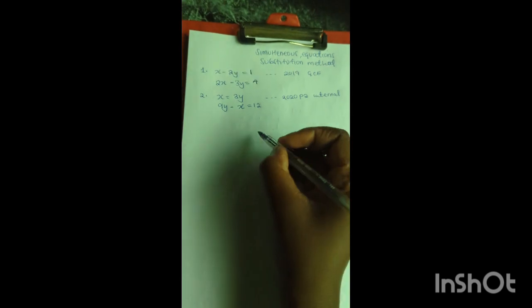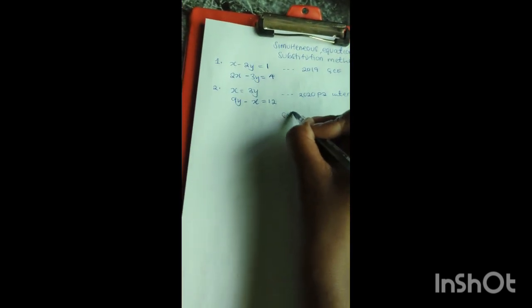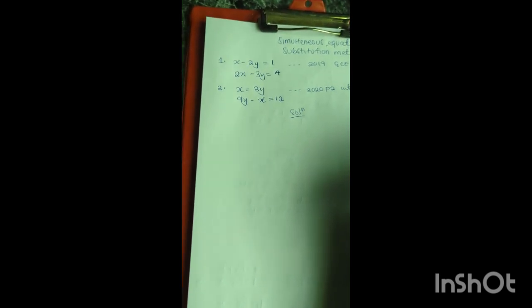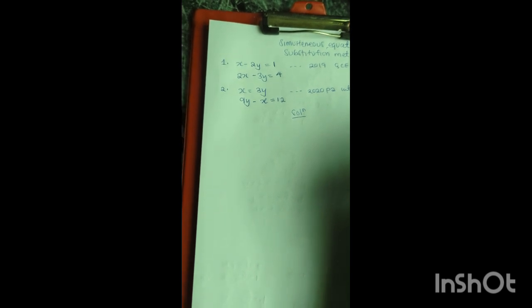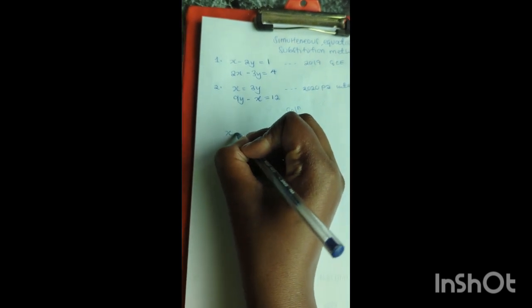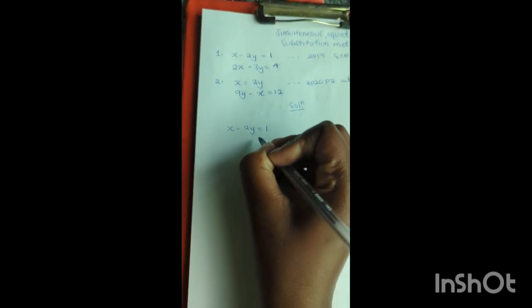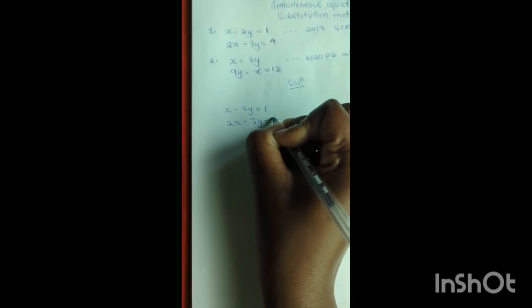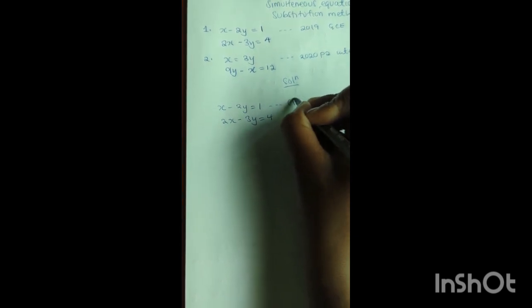So let's solve the two questions I've indicated from which past papers I got these questions. Let's start with the first one. It is very important for you to label your equations when you're using the substitution method. Always label your equations. You can use numbers, or letters, or Roman numerals. So I'll put the first one, x minus 2y equals 1. Then I have 2x minus 3y is equal to 4. I'll label this as my equation 1, and this will be my equation 2.